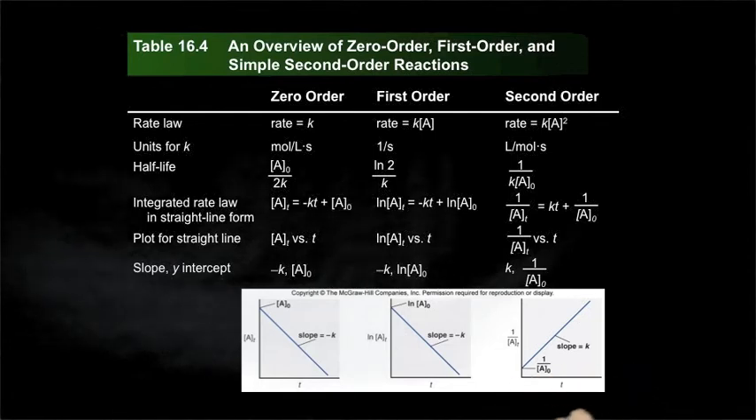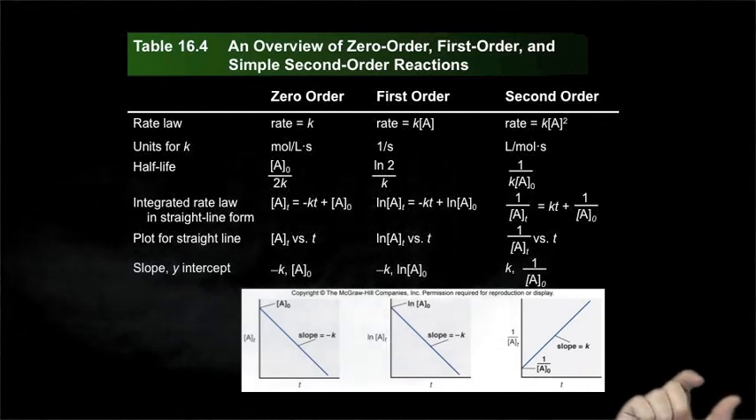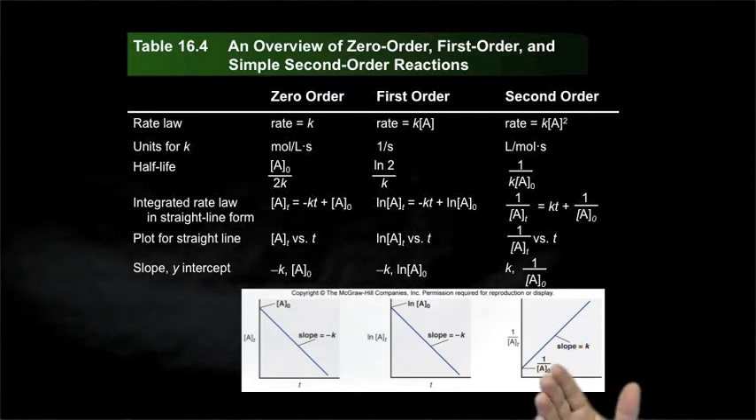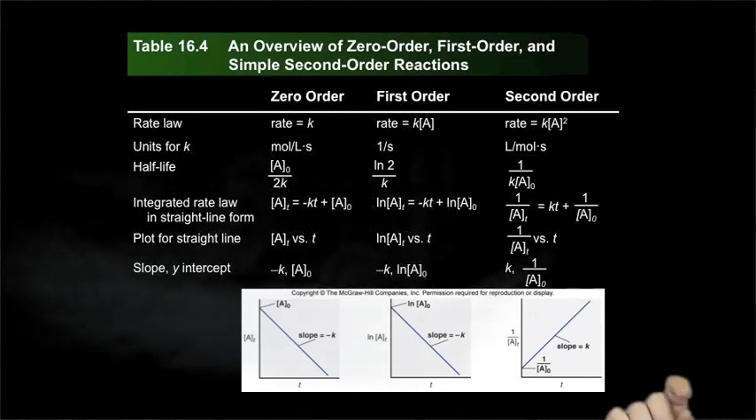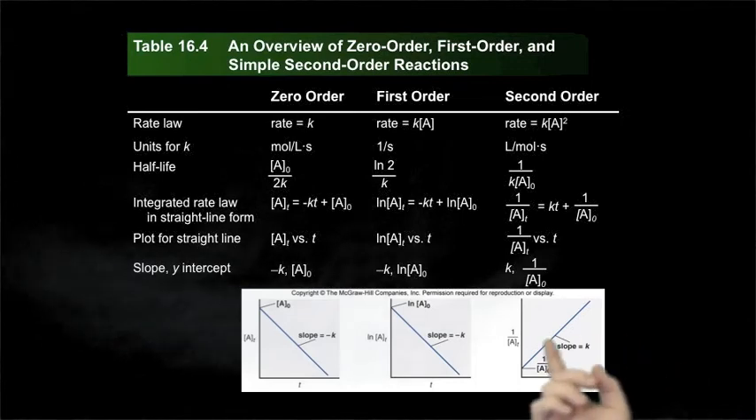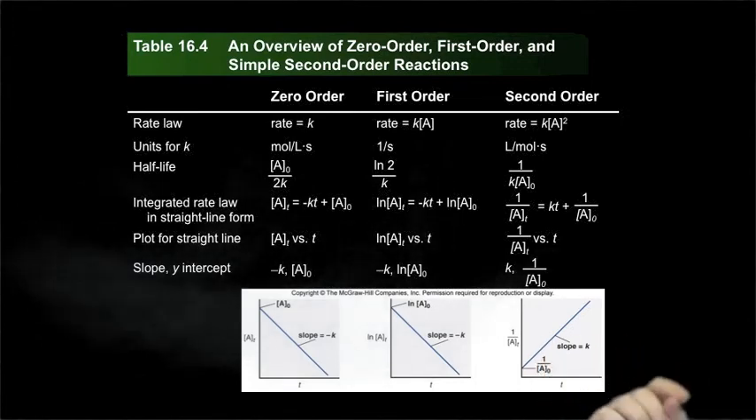So that's one of the major things we want to get out of this: by looking at the changing concentration with time, we can predict its order graphically. If we look at the half-lives, the half-life of a zero order and a second order always depend on the initial amount present.